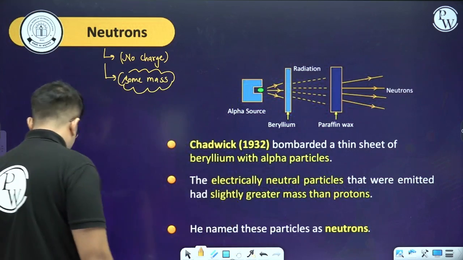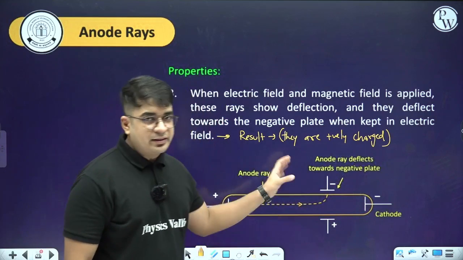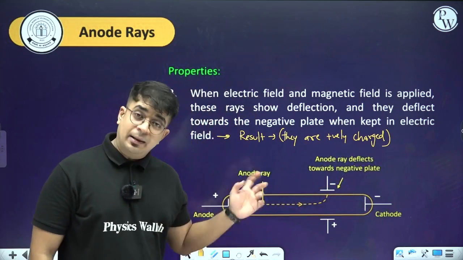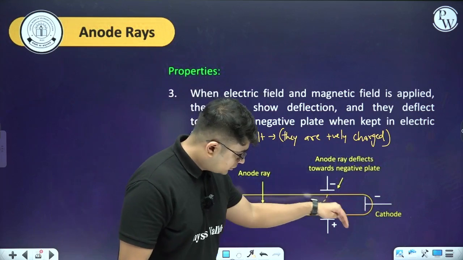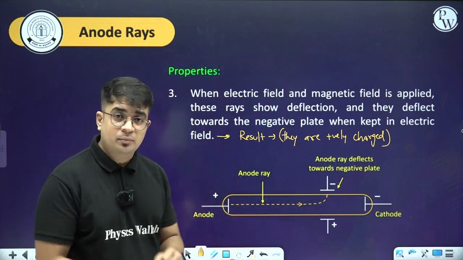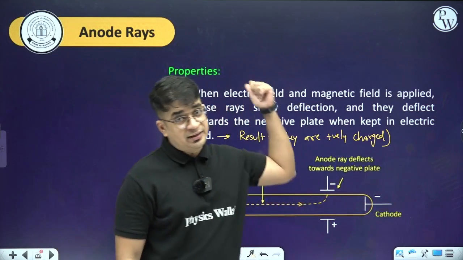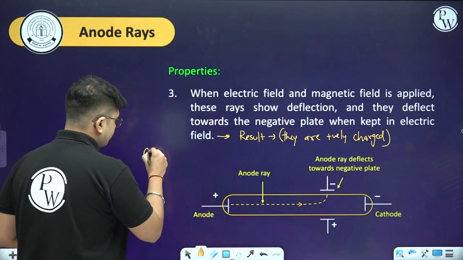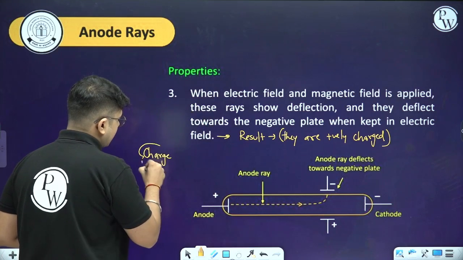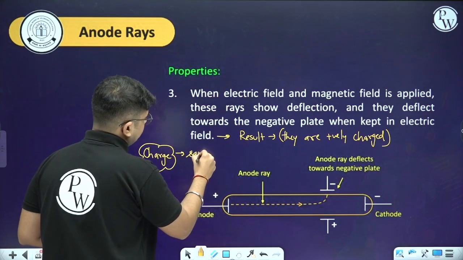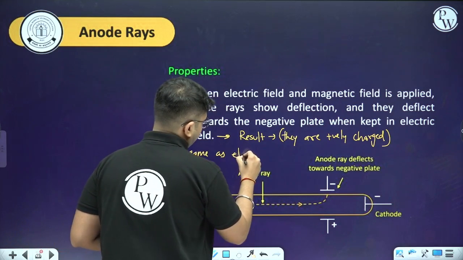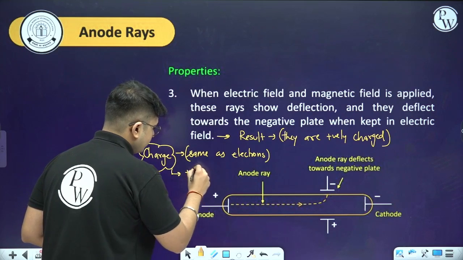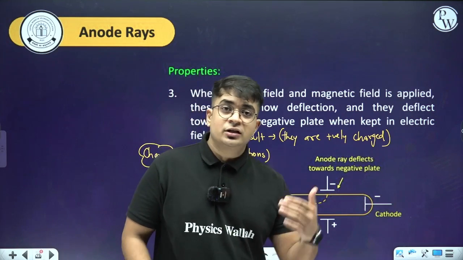Now in the same experimentation, when they applied the electric field, they saw the deflection towards the negative terminal. When they applied the magnetic field, they saw the deflection towards the other side, and when they balanced this, they got the straight line, just like the same experiment they did previously. And they found out that when we talk about the charge in this case, the charge is exactly the same as electrons. But in that case, the charge is positive, because we are talking about the positive charge rays.